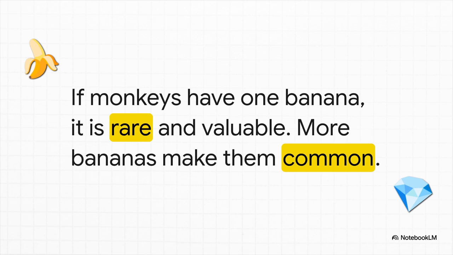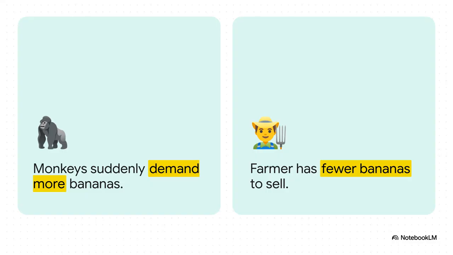If the monkeys only have one single banana, man, that banana is incredibly rare. And because it's rare, it is highly valuable. But if the monkeys figure out a way to grow a ton of them, bananas suddenly become super common, and when they're everywhere, they just aren't worth as much. It's the absolute bedrock of economics, right? Scarcity creates value and abundance diminishes it. This perfectly sets up our first two major economic shocks.